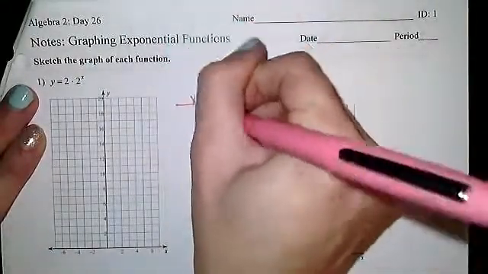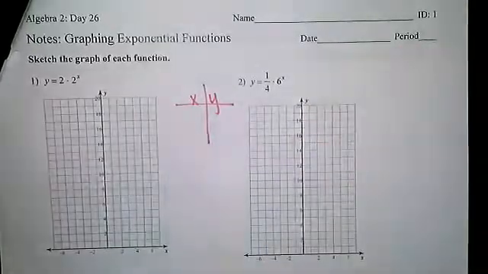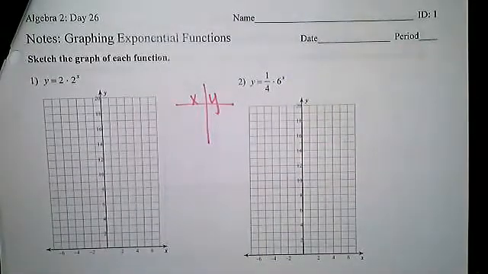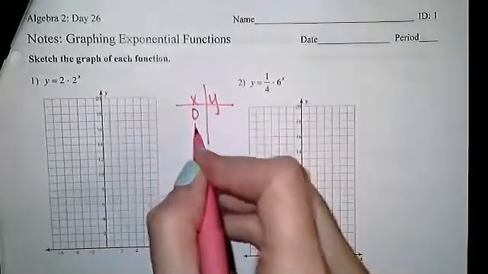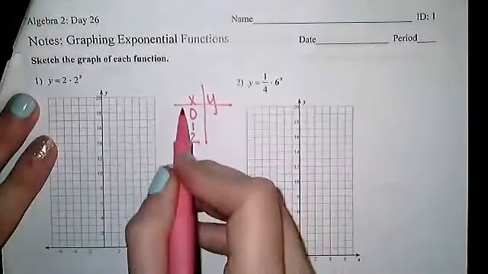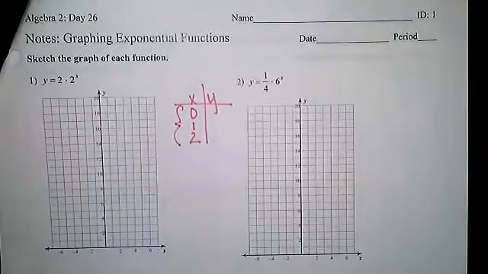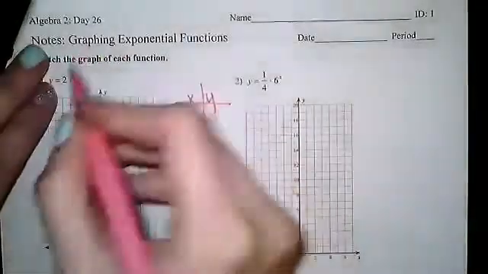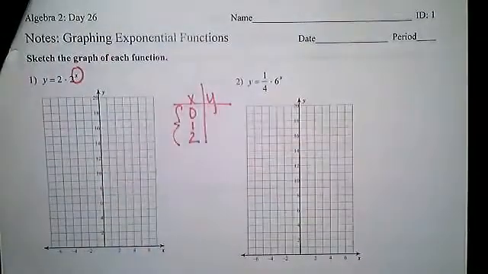So we're going to do an X, Y chart. And we're going to pick 3 numbers to plug in. I always tell people to pick 0, 1, and 2, because if you've ever heard of the expression of something growing exponentially, it grows really, really quickly. So using smaller numbers is going to be way better for us. So we're going to take our 3 inputs, 0, 1, and 2, and we're going to plug them in for X to solve for Y.